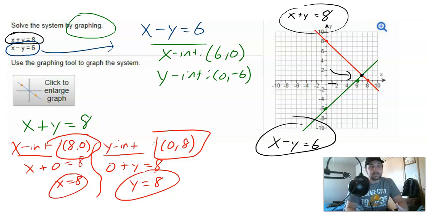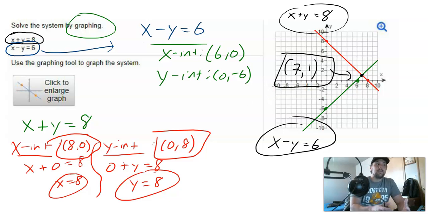And this point is located at 7 for the x and 1 for the y. So 7 comma 1 is a solution to both equations at the same time, so it is a solution to the system of equations. So that's the answer that we're looking for.